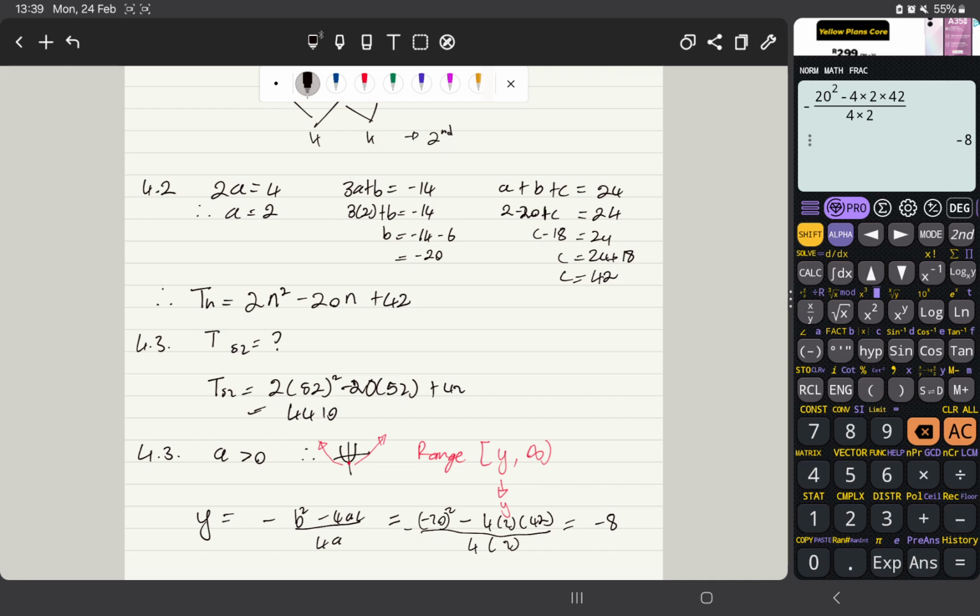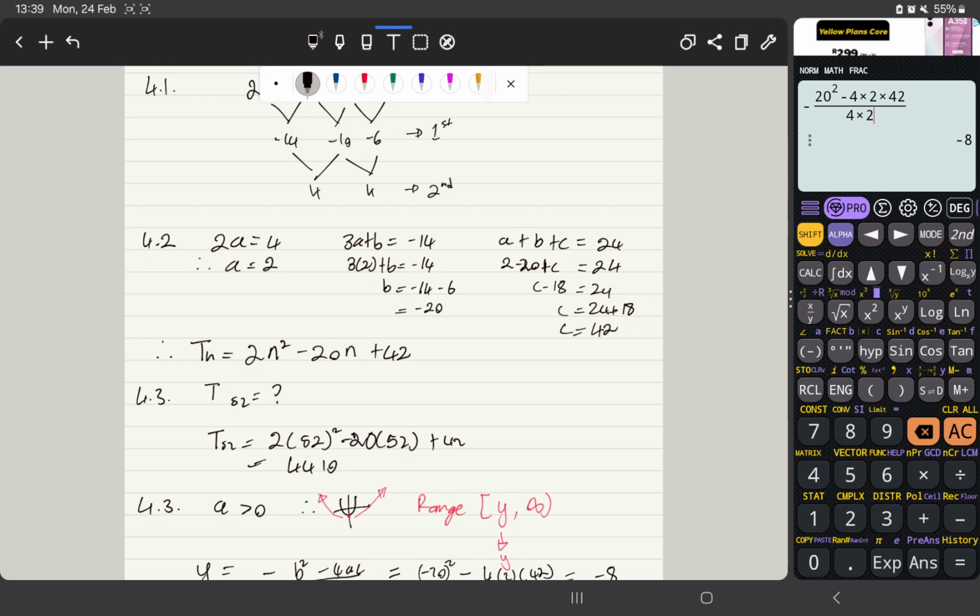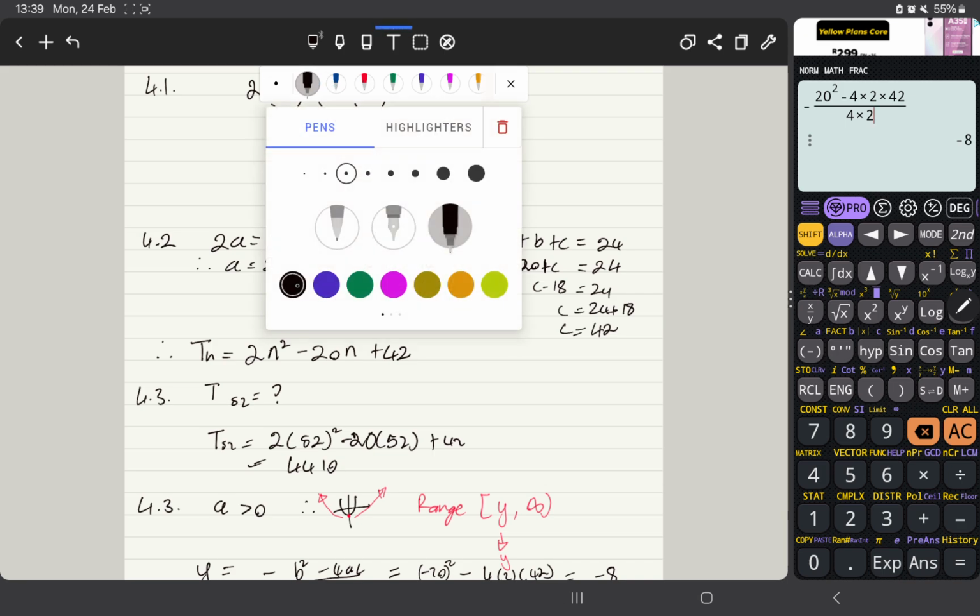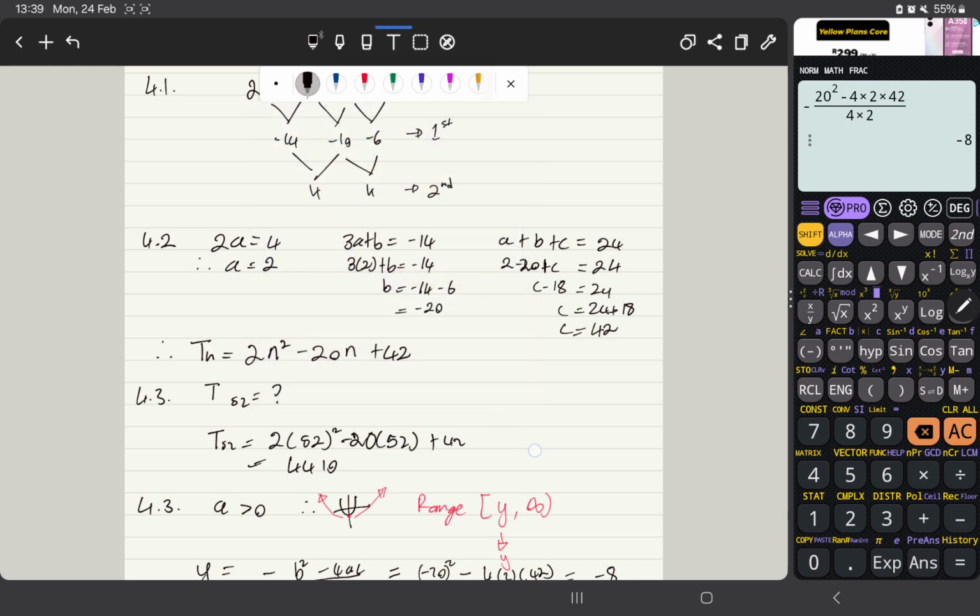If you have never seen this formula, don't worry, you will see it. But basically you just find the turning point of this parabola, which, like I said, will be your lowest y value, because from that point going upwards your y values just keep on increasing.